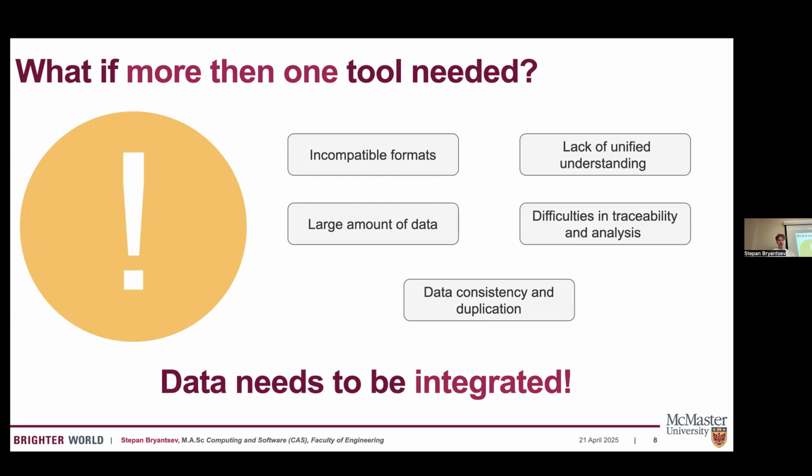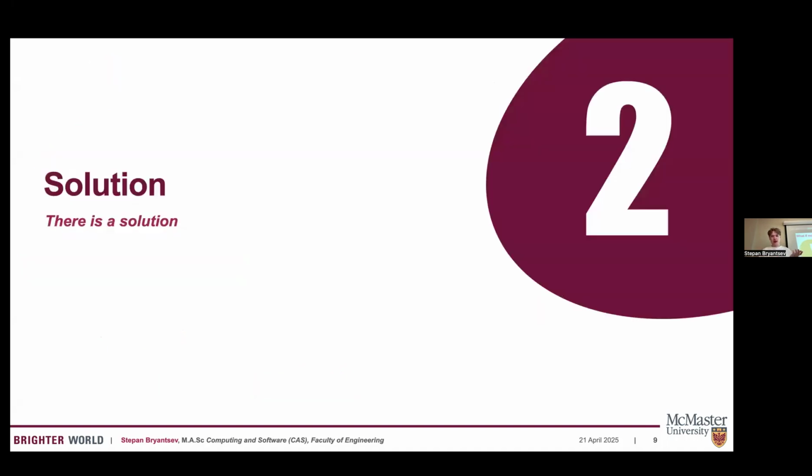And the final problem is the data consistency and duplication. Working with those legacy systems, we can often face those consistency issues that would add some noise and that would affect our maintenance decisions. So all this brings us to the conclusion that data needs to be integrated. But the question is how? That is exactly what I'm going to explain in the next section. So the next section is our solution.